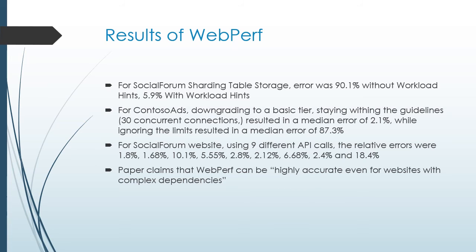Using 9 different API calls for a social forum website, the relative errors were as follows: 1.8, 1.68, 10.1, 5.55, 2.8, 2.12, 6.68, 2.4, and 18.4. The paper claims that WebPerf can be highly accurate even for websites with complex dependencies.